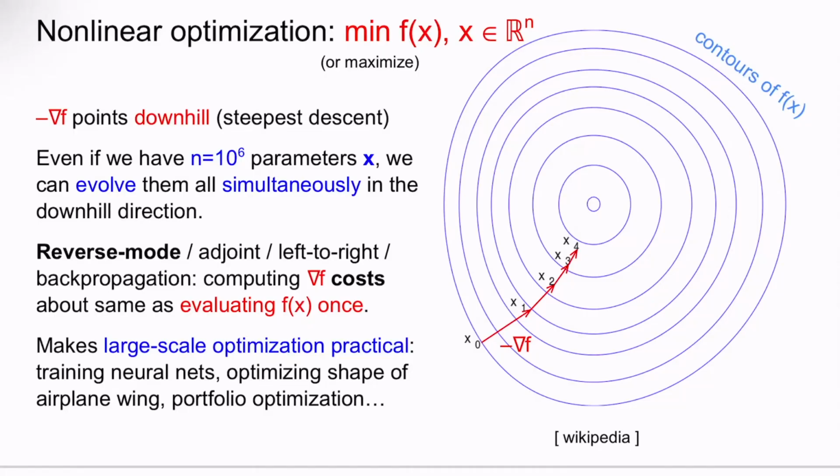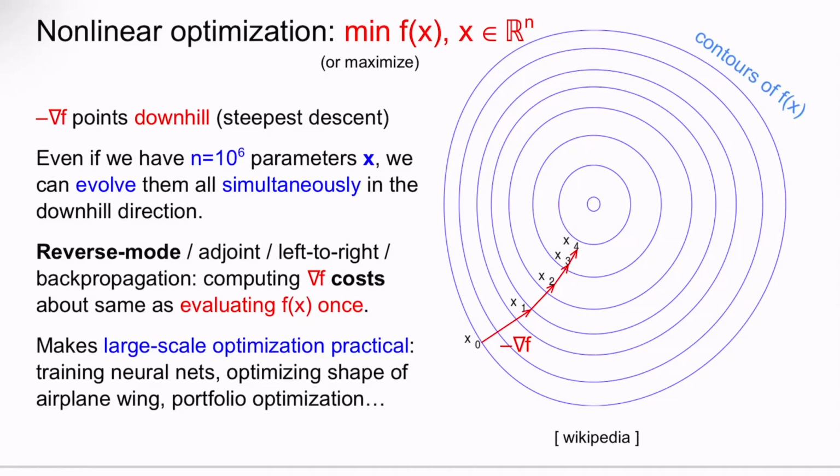You have to evaluate that once to get your loss function. It turns out you can get the derivative of that loss with respect to all million inputs with essentially the equivalent of one additional function evaluation. So for neural networks, this is called backpropagation. More generally, in automatic differentiation, this is called reverse mode differentiation. This is also called adjoint methods.